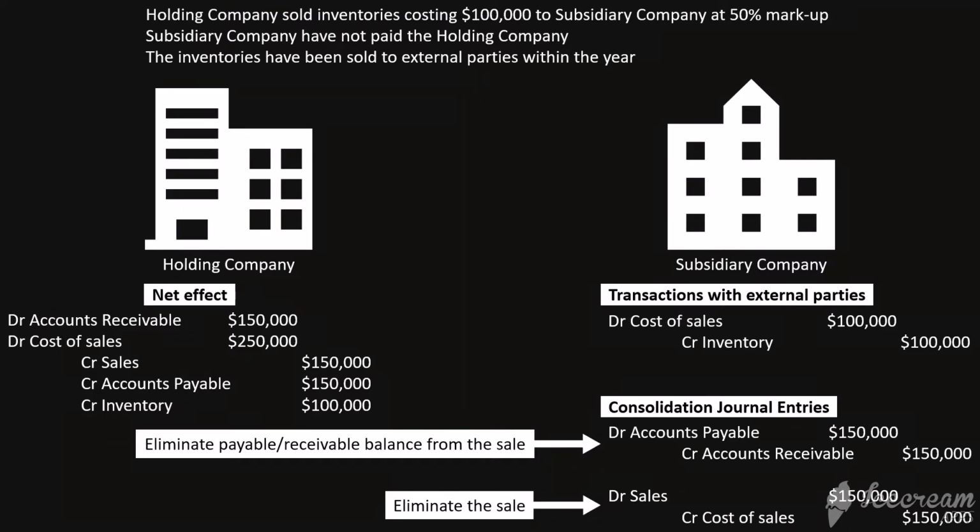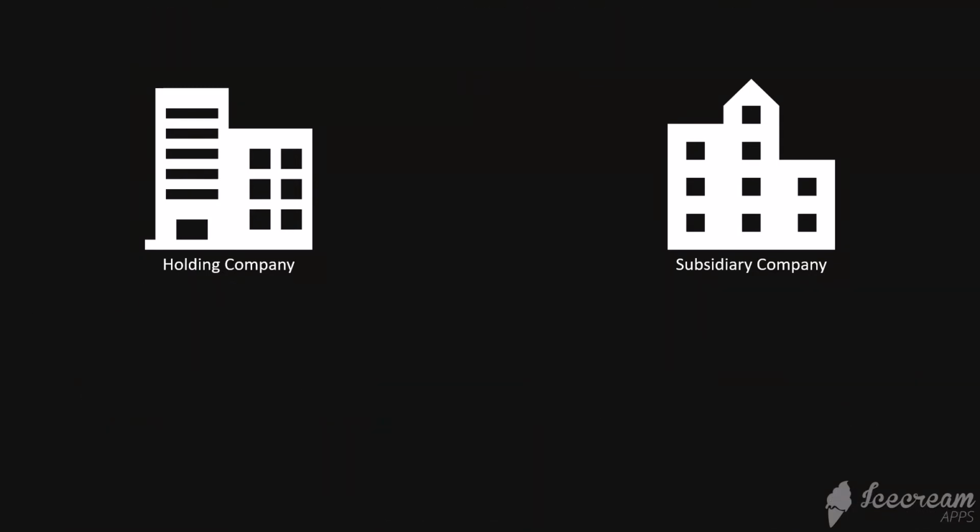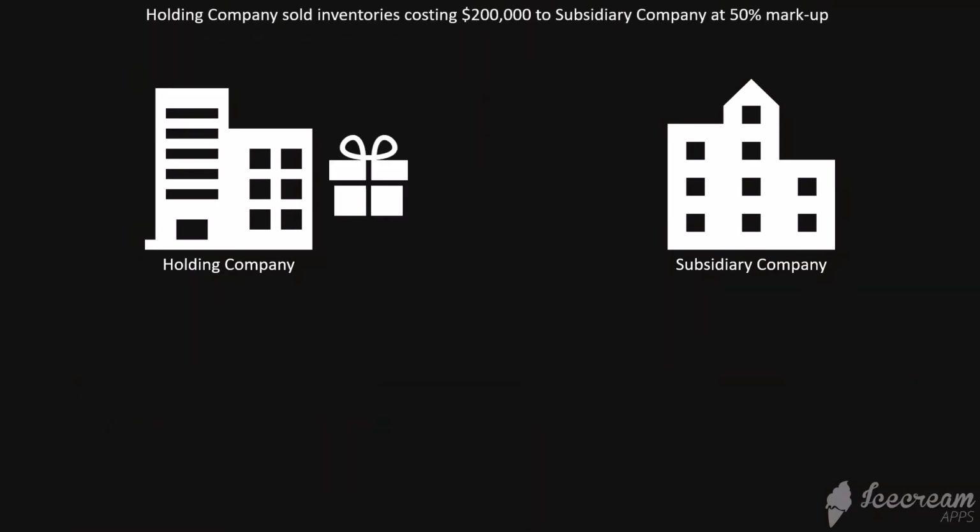Earlier on, I mentioned that we may also need to revert the inventory balances to original cost. This is not applicable here because the inventories have been sold to external parties, so there is no inventory where the balance needs to be reverted. It applies only to a case where the inventory has not been sold to external parties. Anyway, in this example, let me illustrate how it works.